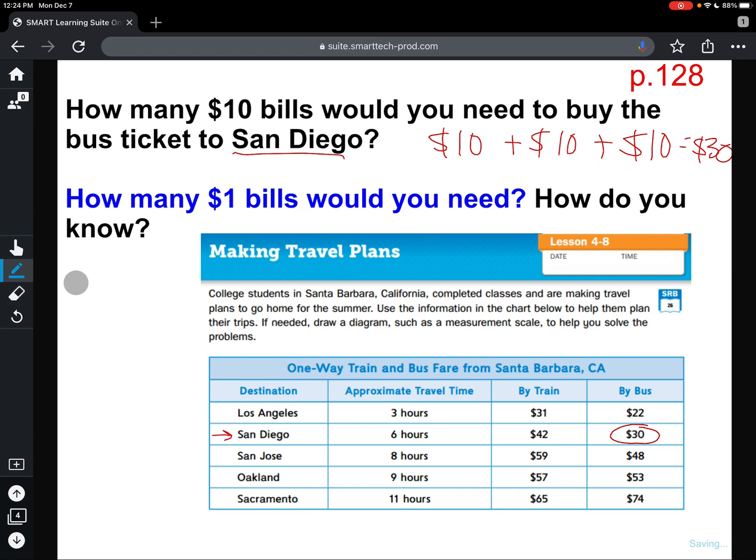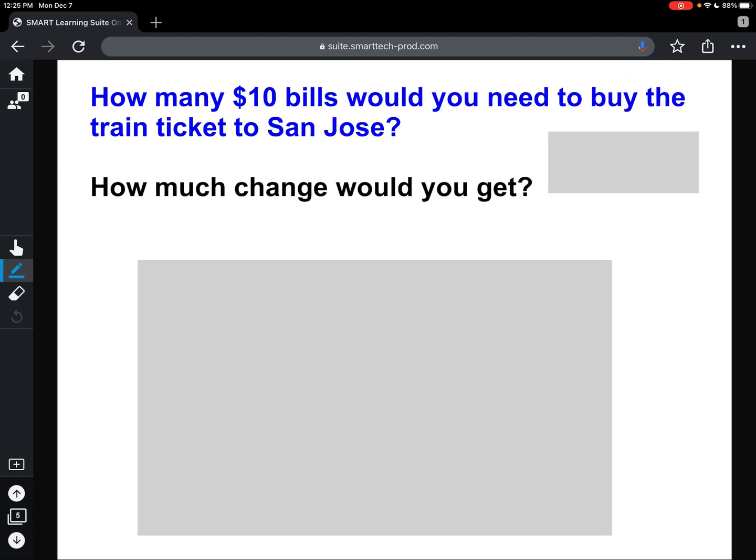How many $1 bills would you need? If you can only pay in $1 bills, you'd need 30 of them. 30 $1 bills would be $30. You could also pay in several other combinations, but these are the two that the questions on the board wanted us to look at.